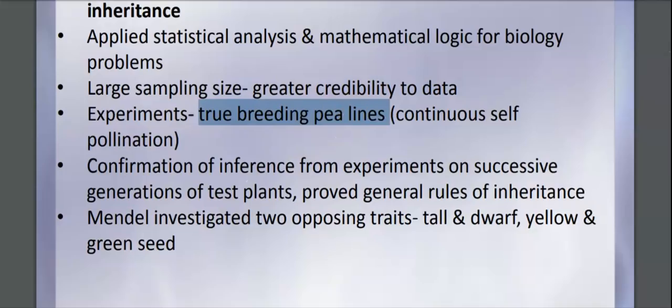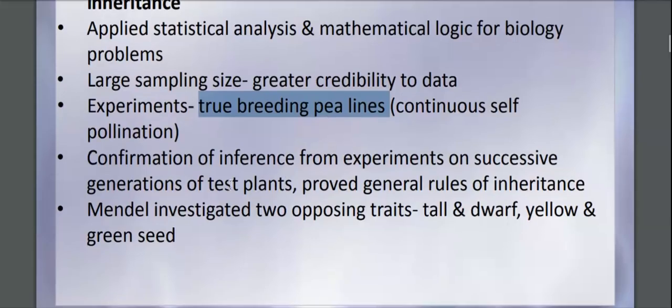What is the meaning of this word true breeding? For example, if he was selecting a tall pea plant, he ensured that this pea plant self pollinated many times, and in every generation this pea plant produced only tall plants. It never produced dwarf plants. So he ensured that the plant that he is using for his experiments is pure or true breeding.